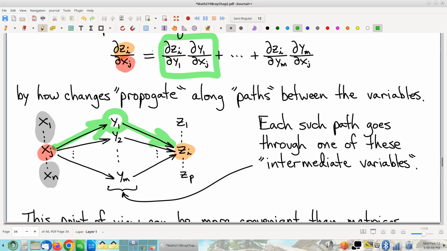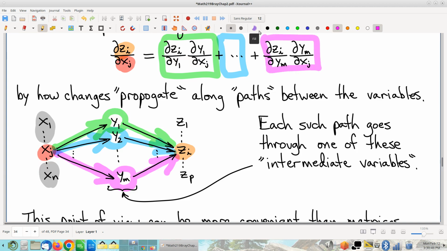But that's, of course, not the only thing that's going to happen. When you change xj, you will also change y2, and that will make its own independent contribution to how much zi will change. And that gives you the next term that I don't have written down there, but you can imagine there's the next term that's what you might call the y2 term. And then et cetera, and then lastly, as xj changes, that will cause ym to change, and that ym changing will contribute to how much zi changes, and there's that term. Okay, how's everybody doing so far?